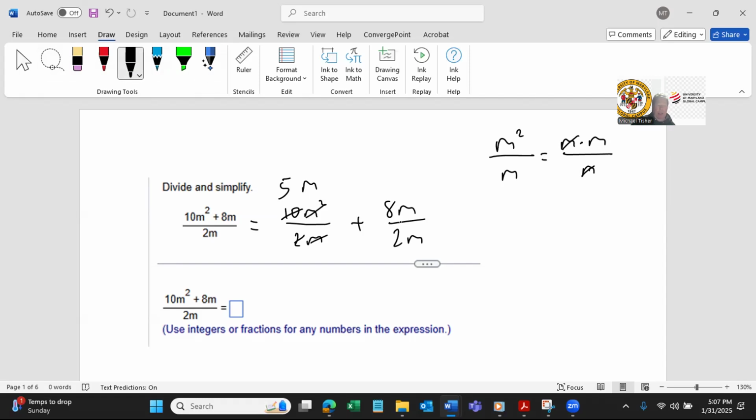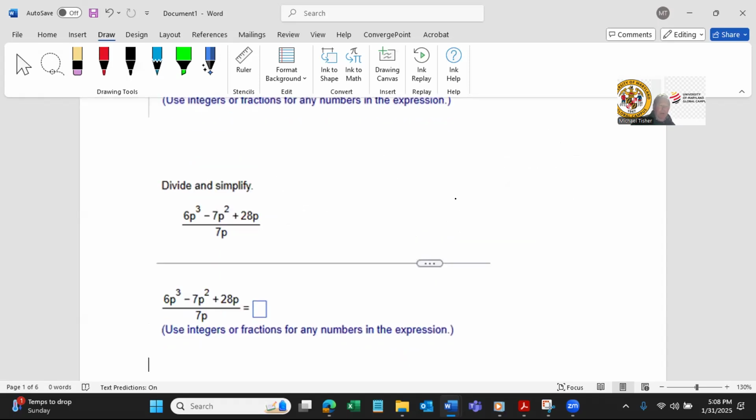Now we'll deal with 8m over 2m. So by similar fashion, 2 goes into 8 four times. And m at the top and m at the bottom cancel out. So for this first one, the answer is 5m plus 4. And so that's the final answer.